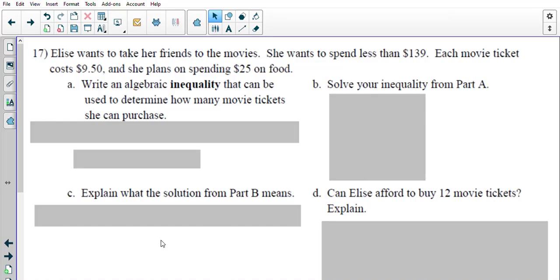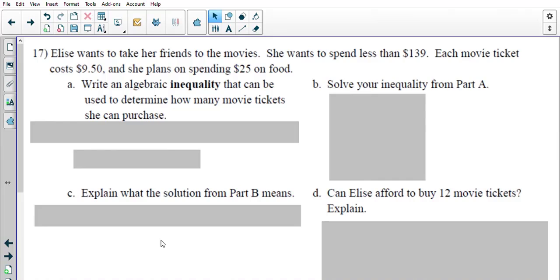So this is going to look very, very similar to your large word problem that finishes up each unit test. And it's going to be very similar to the one that you're going to see on your unit test. In fact, it's the same wording, although a different scenario, different numbers. And in this question, you're going to see it says she wants to spend less than $139. It's going to be worded exactly the same way on your test, which in my personal opinion, I didn't create the test.